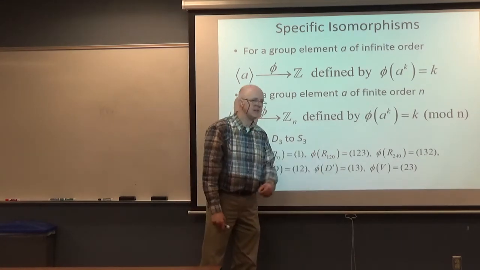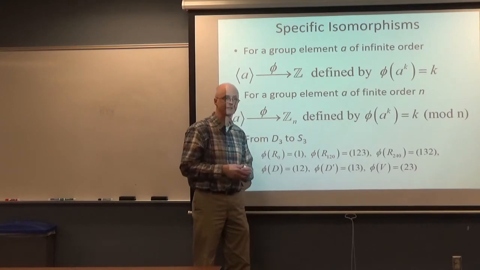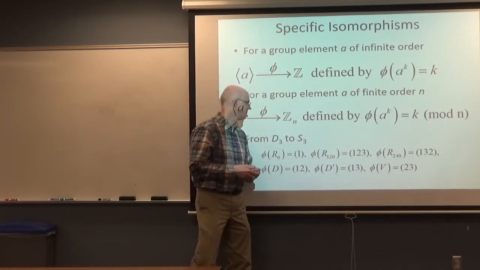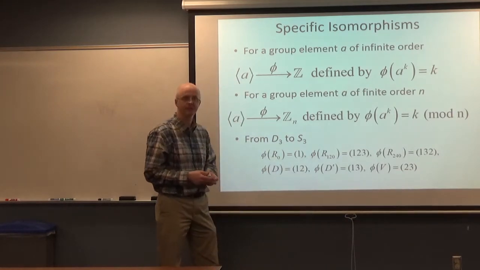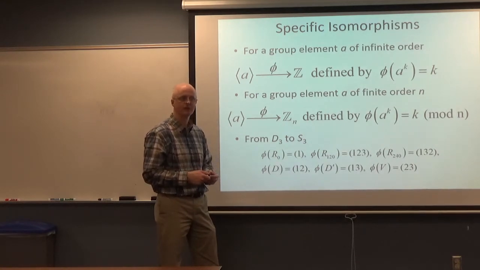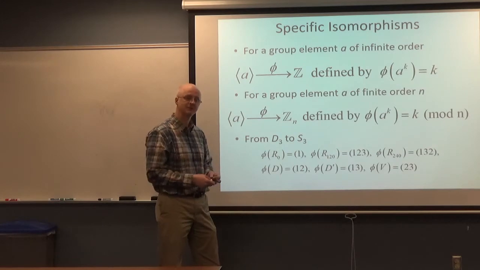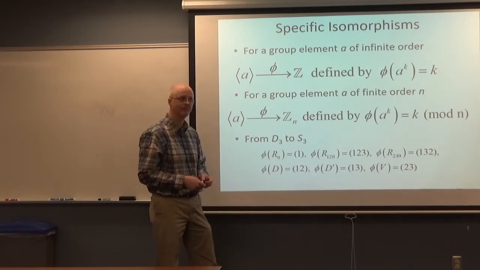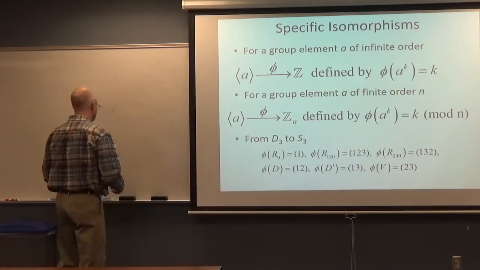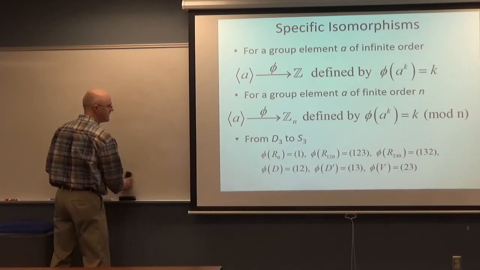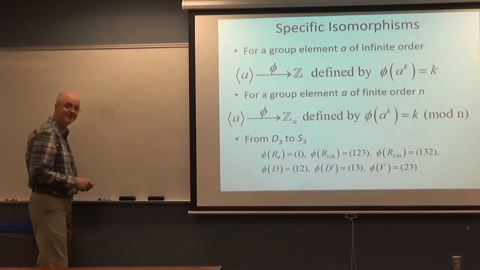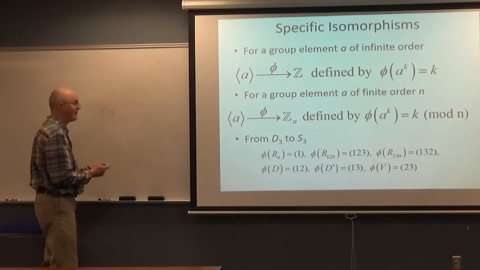D, D prime, and V all have order 2. Those are the reflections. They better get mapped to elements of order 2. I'm hinting at a property of isomorphisms here. The order of the input has to match the order of the output, which is something you should have read about. In fact, I even said it could have shown up in the exam.